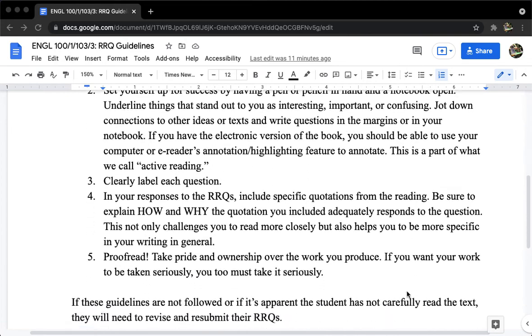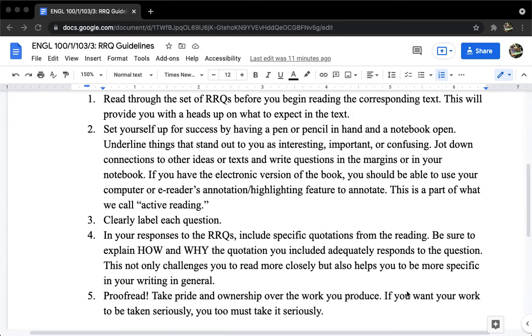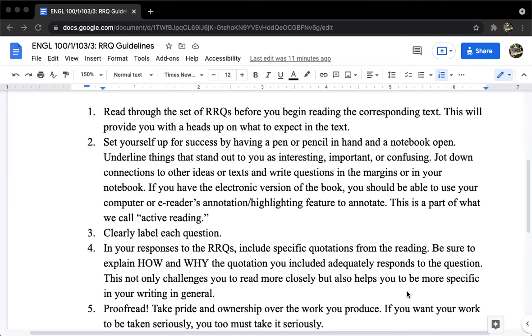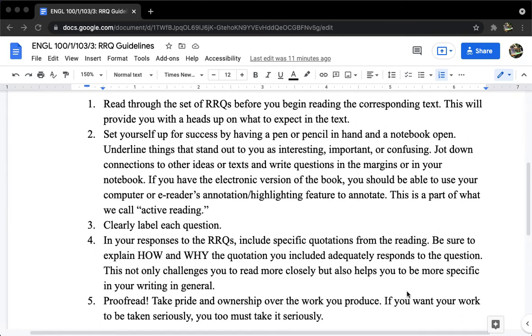So again, these guidelines are here to clearly lay out what you should focus on as you complete your reading response questions for any given reading. So return to these guidelines throughout the semester. Make sure that you're clearly and adequately following these guidelines in your reading response questions.